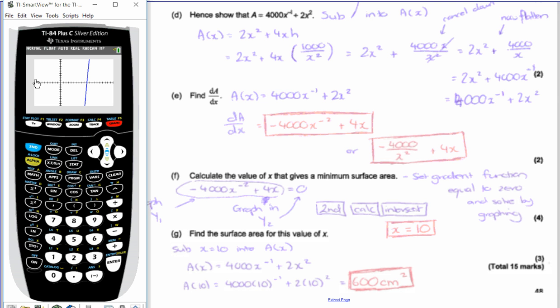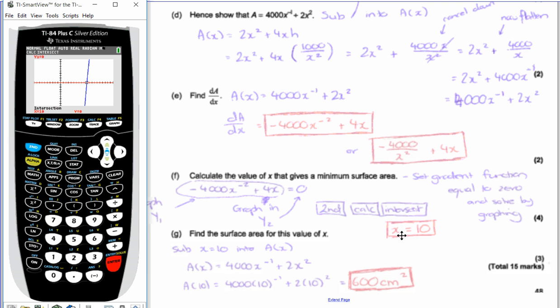And then here comes in red, this comes 0. Y equals 0. We need to find this intersect here. So go second, calc, intersect, number 5. And go enter, enter, enter. See? Flashing here. Our answer is x equals 10. So x equals 10. Calculate the value of x that gives a minimum surface area. X equals 10 is our answer.